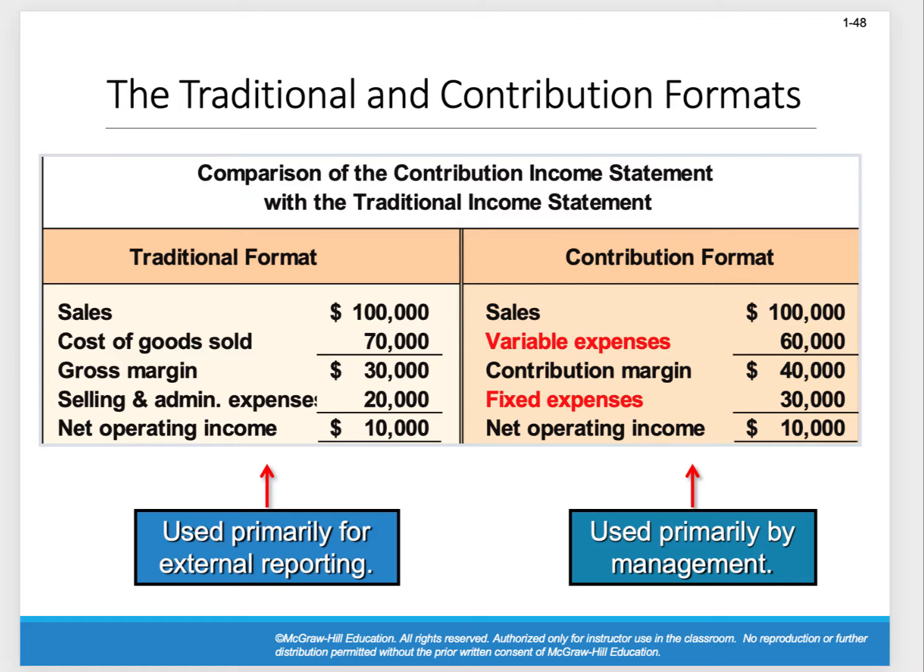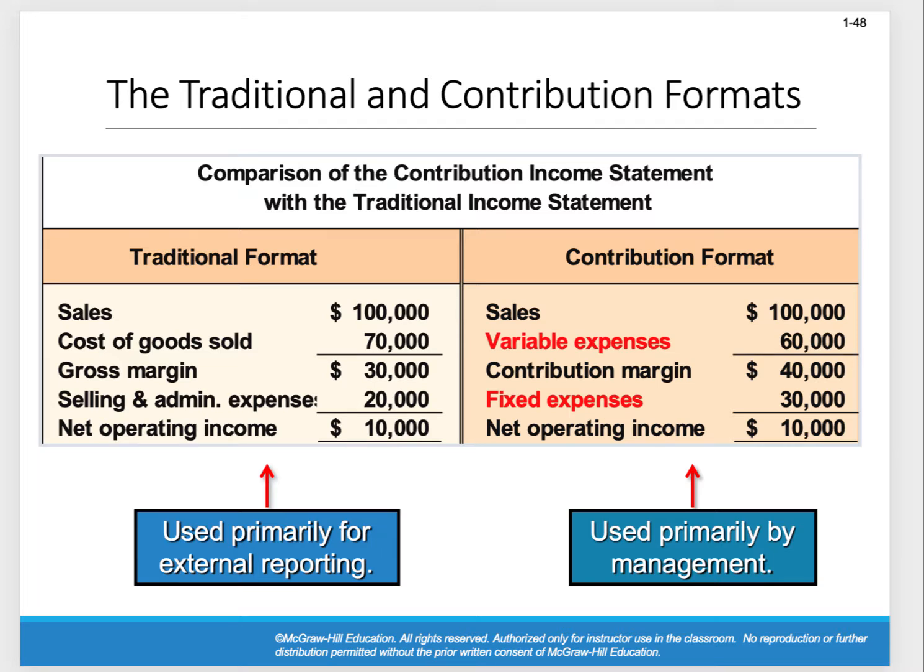The traditional income statement we use primarily for external reporting. Well, let's think about that. Who are we reporting to? Those that are external to our organization: stockholders, creditors, lenders, the government, whoever, right? So that means we're going to be using the cost classification for financial statement purposes. We're going to have our product costs and our period costs.